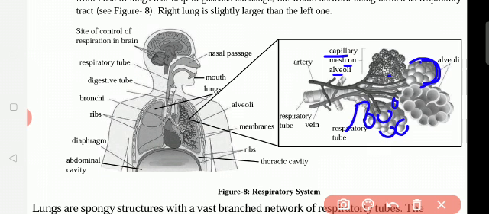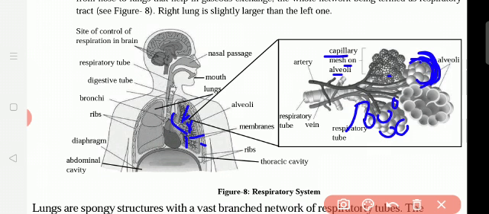This is the respiratory tube, this one is a bronchus, and this bronchus will be divided into so many bronchi. So the bronchi end with the alveoli. Alveoli have the blood capillaries, blood vessels. So here only exchange of gases takes place.